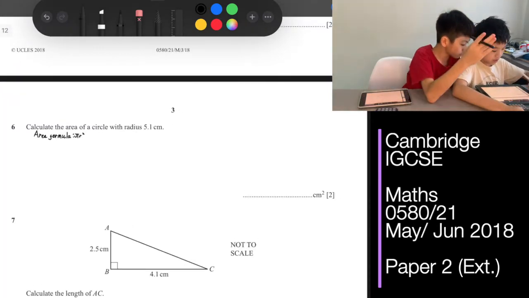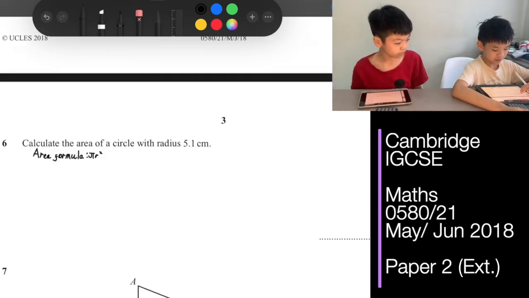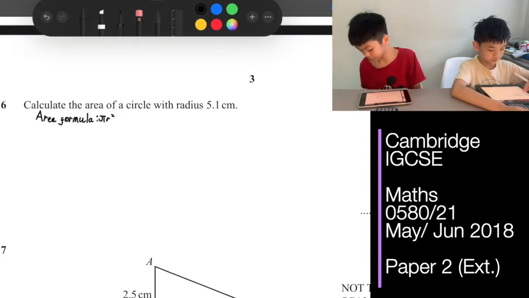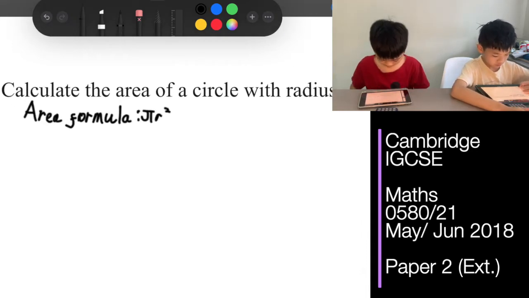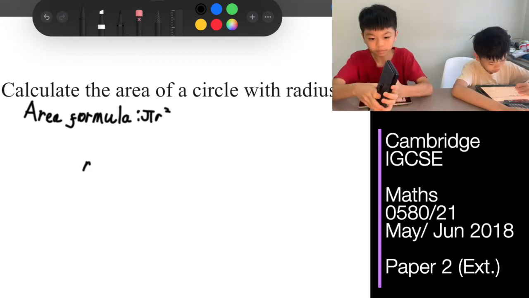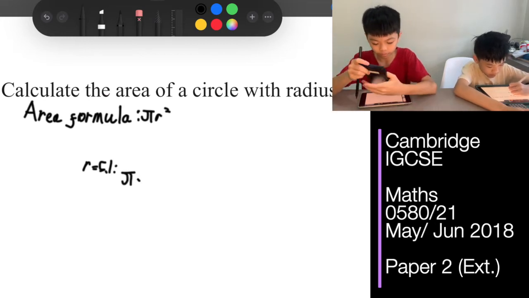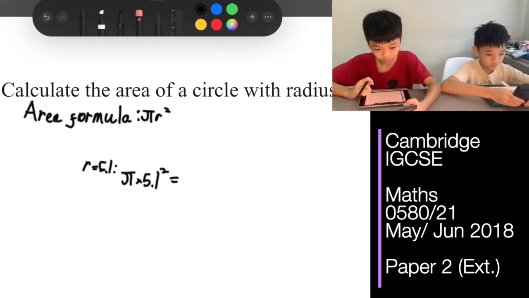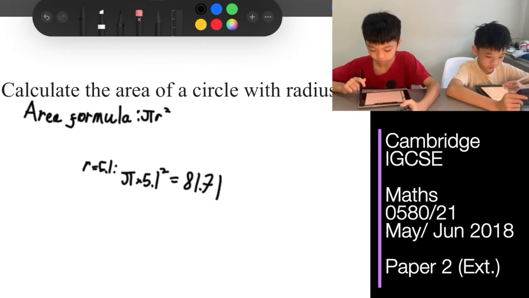Okay, so for question 6, we need to calculate the area of a circle with radius 5.1 centimeters. As I wrote down, the area for circle formula is pi r squared. So we'll just use this formula, but replace r with 5.1 in it. r equals to 5.1. That would be pi times 5.1 squared, which is equal to 81.71.